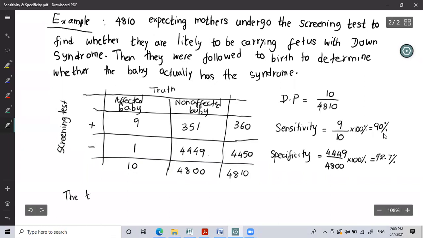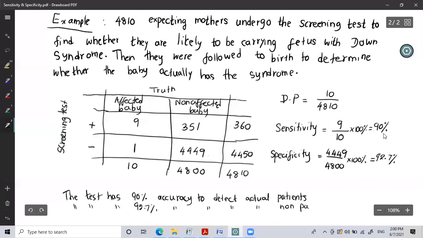The test has 90% accuracy to detect actual patients. And then the test has 92.7% accuracy to detect actual non-patients. Or you can say the ability to detect a true positive is 90%, and the ability to detect a true negative is 92.7%, right? So that is also okay.